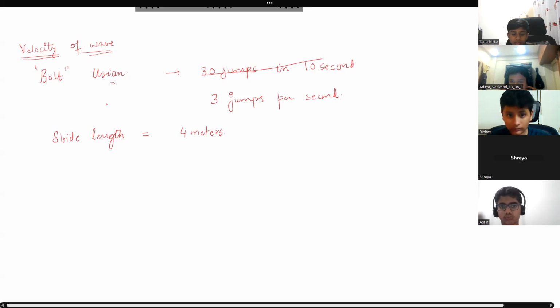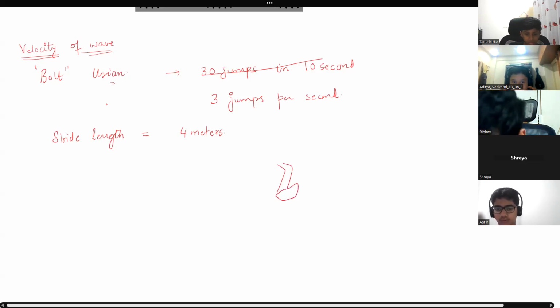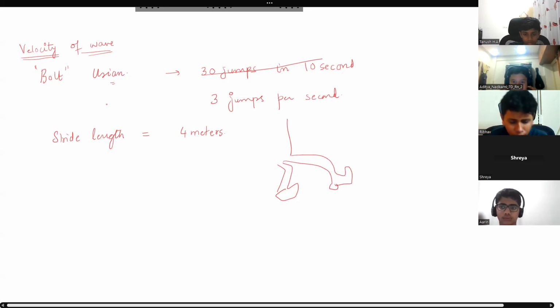What is stride length, sir? Stride length, bro. Like running stride length. Are you able to follow this? Stride means the distance between his feet. If I stand in one place, my other foot is somewhere else. Stride means what?